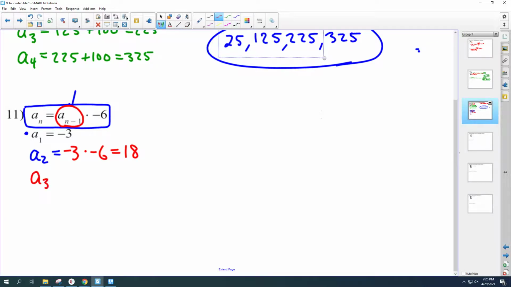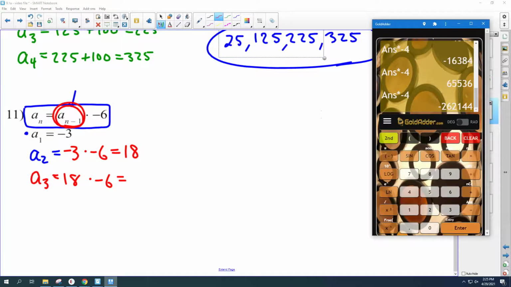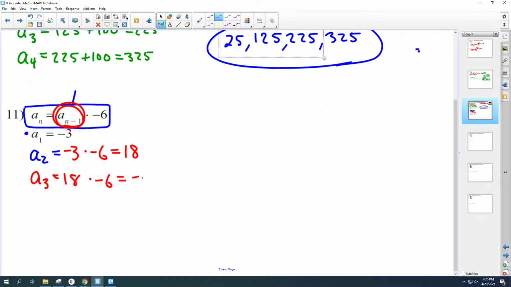So now the third term. You take the previous term, which was 18, times -6. -108. Now a4. You take the previous term, which was -108, times -6. That's what the formula says.